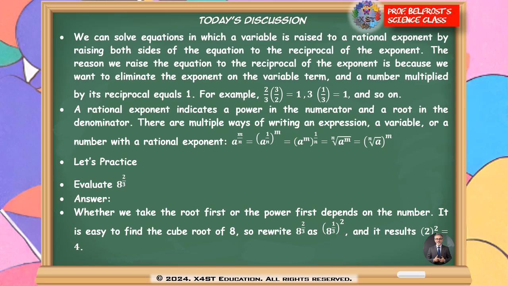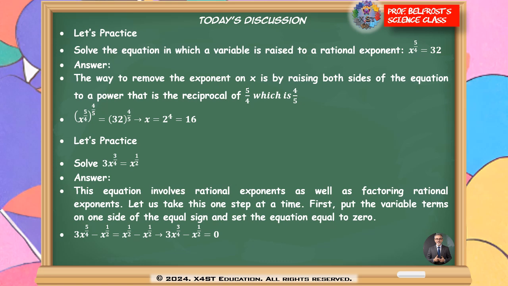So now let's practice this concept by solving this problem. Evaluate 8 raised to the power of 2/3. Whether we take the root first or the power first actually depends on the number. You are free to choose the one that suits the problem and makes it easy to solve. Here I think it's much easier to take the cube root of 8 first, then square it. The cube root of 8 is clearly 2, and then we square it, and the result is 4.